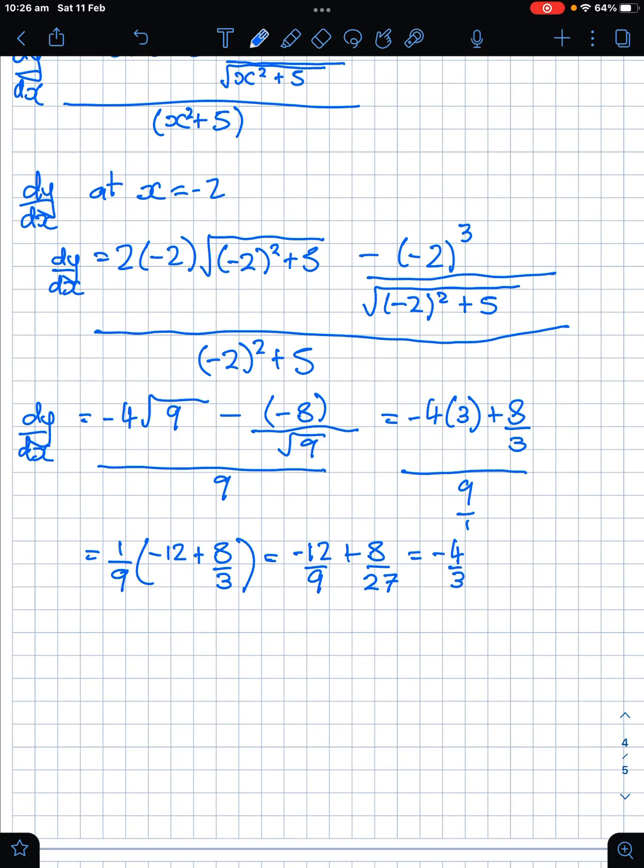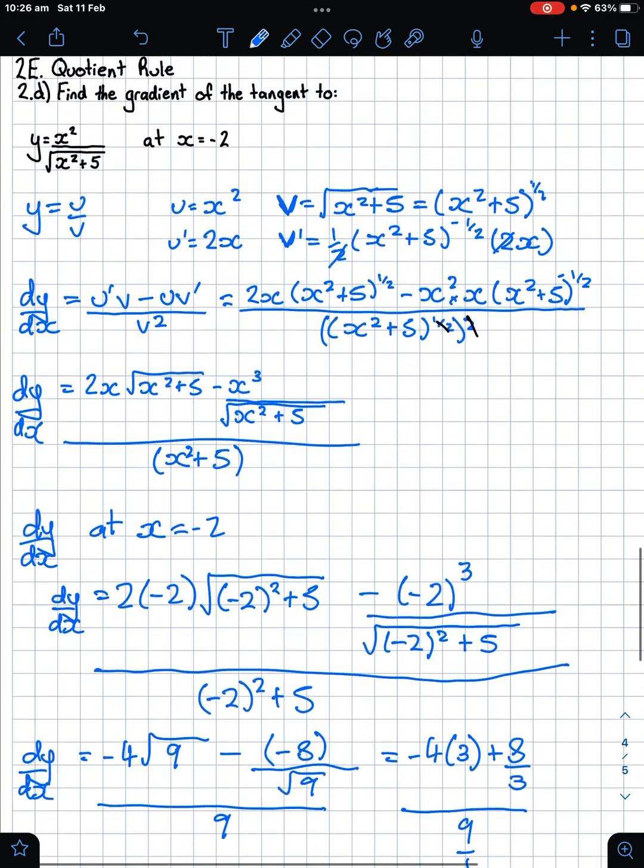Actually, we should get a common denominator of 27 so we can work this out. 9 times 3 gives us 27, so we do 12 times 3, which is negative 36 on 27, plus 8 on 27, equals negative 28 on 27. And that should be the solution there.